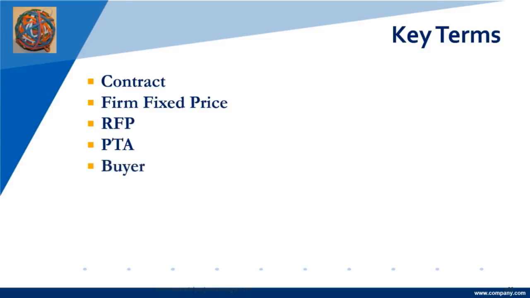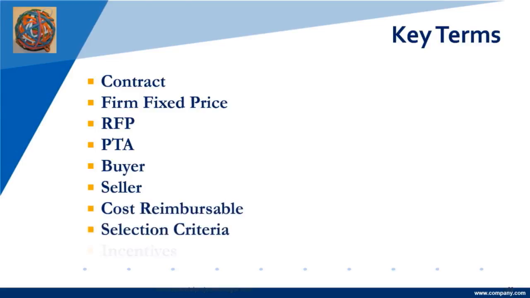We have buyer, we have seller, we have cost reimbursement, we have selection criteria, and we have incentives. And those are the key terms for our procurement knowledge area.